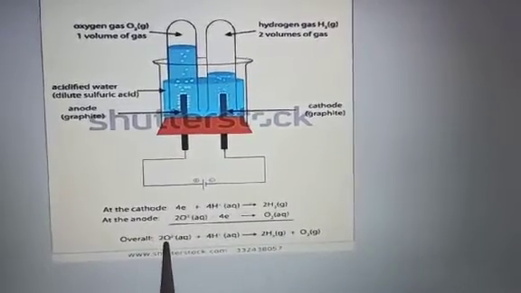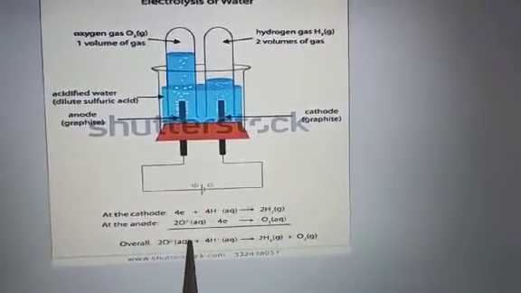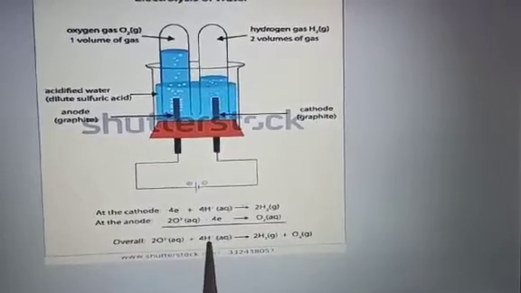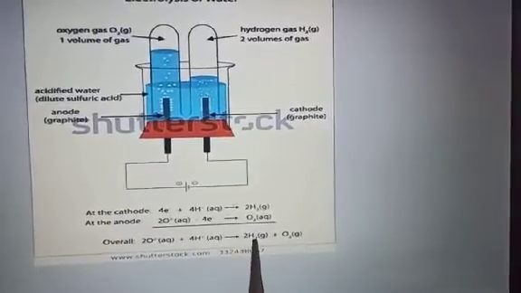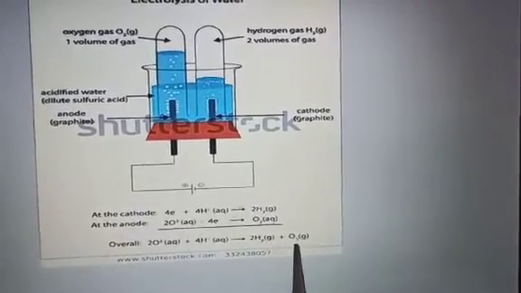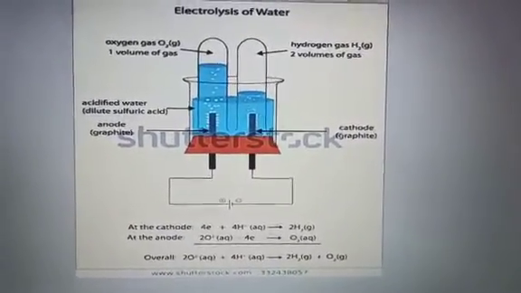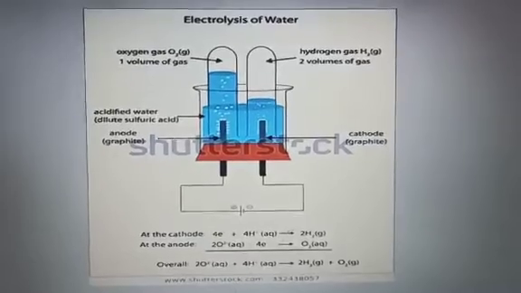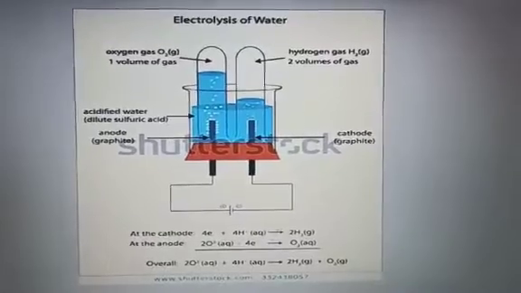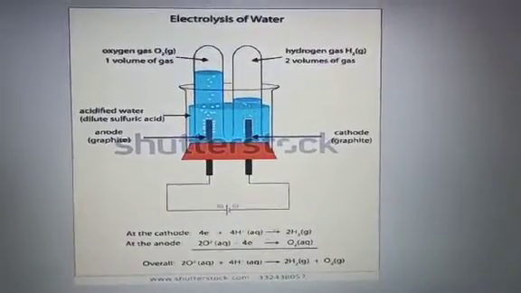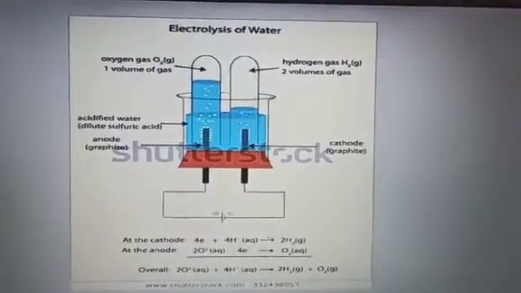Overall the reaction will be 2O2- in aqueous form in the beaker, plus 4 hydrogen ions, again in aqueous form in the beaker, gives 2 molecules of hydrogen gas plus 1 molecule of oxygen gas. So this is about the electrolysis of water. In this, questions are asked, which gas is in the double amount, name the gas. So please remember, it is only hydrogen which is in the double amount.